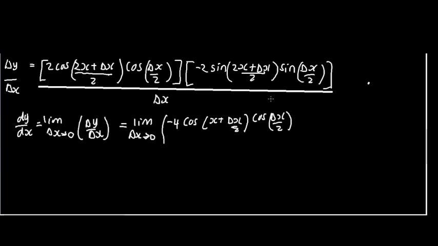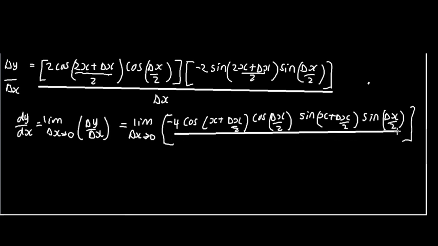Then we can even open these brackets here, and then we get sine of (x plus change in x over 2), like that. And then finally sine of change in x over 2, like that. So we have the whole of this being divided through by the change in x, and then we can put it here, divided by the change in x, like that.